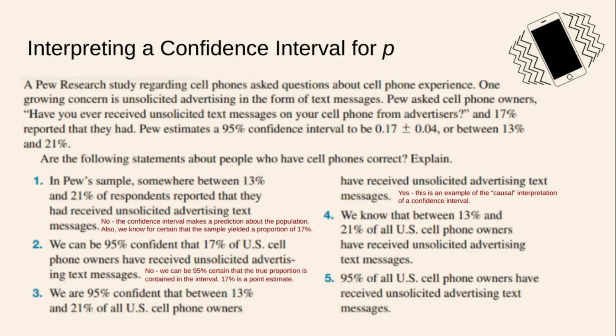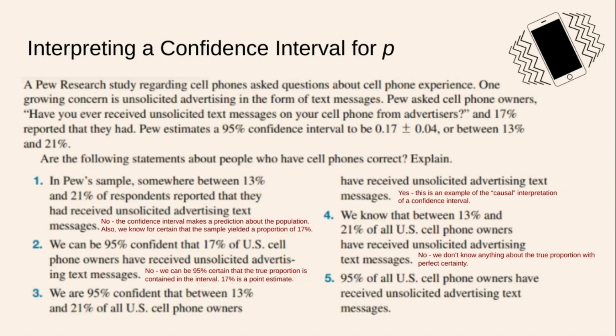Number 4, we know that between, we know. That phrase alone should make you think that this is a bad explanation. Statistics is not as much about knowing things as it is making predictions. Having perfect knowledge of something is something we rarely have the luxury of in statistics. All right, I could have said that better perhaps, but you get the point. Those words "we know" immediately make this suspect. So we know that between 13 and 21% of all U.S. cell phone owners have received unsolicited advertising text messages. Yeah, that's bad. We don't know anything about the true proportion with perfect certainty, all right? That is not a good interpretation.